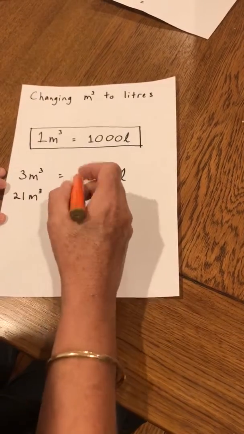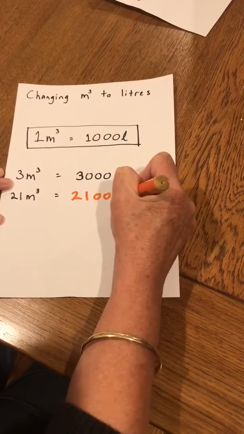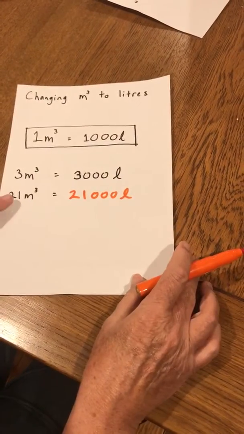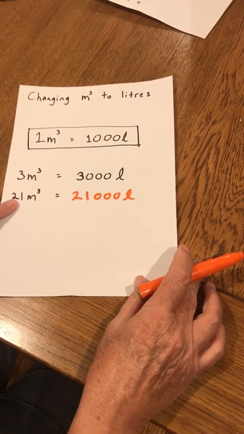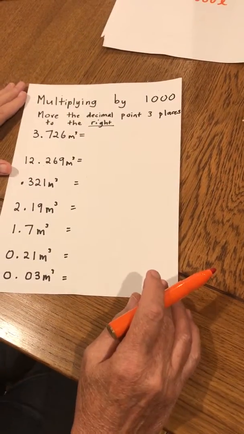21 cubic metres, therefore, will be 21,000 litres, just adding 3 zeros to what your volume measure is. So let's look at the different types of examples.